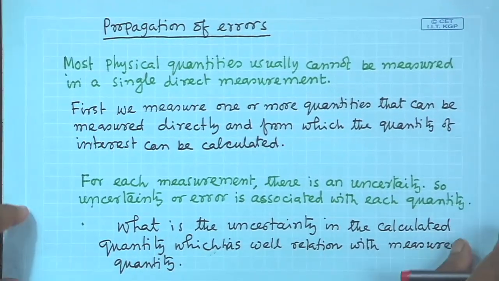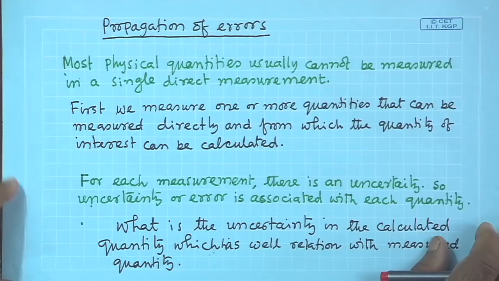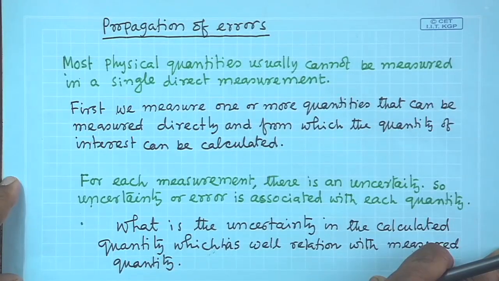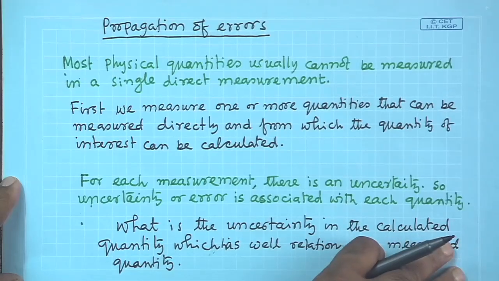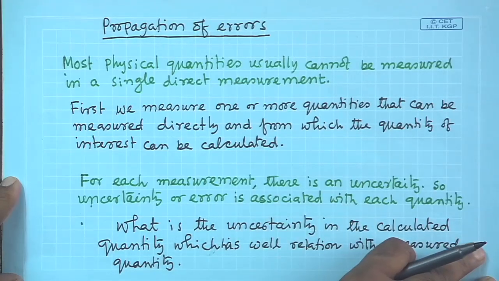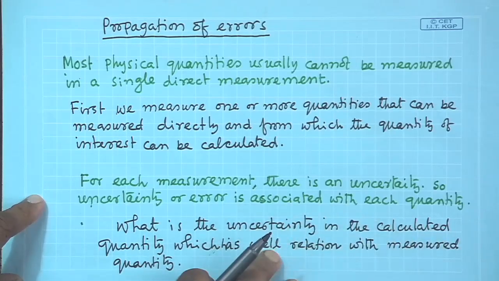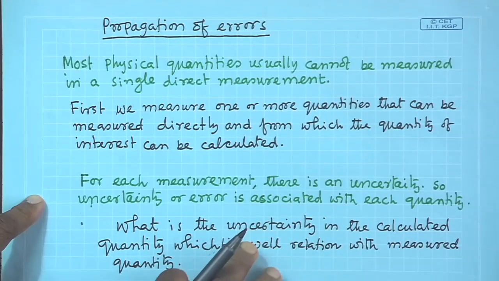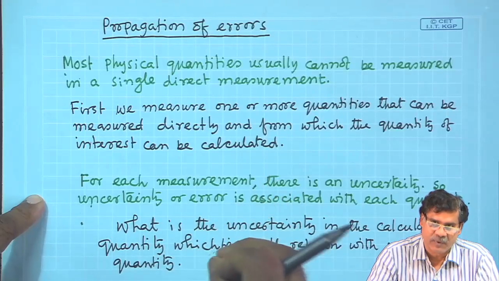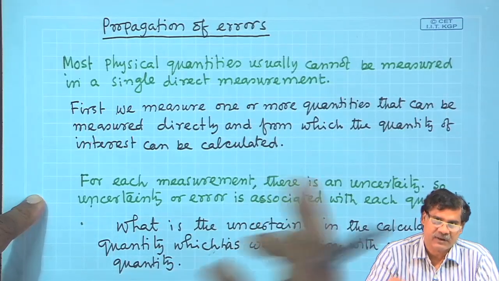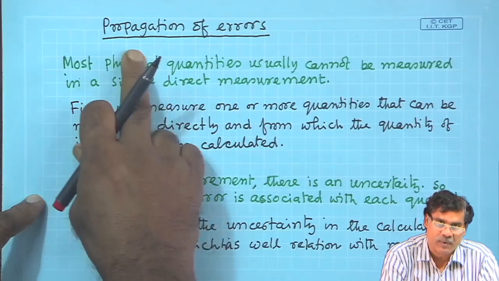Actually, we measure some parameter but calculate something else, depending on the relation of the measured parameter with the calculated parameter. Error is directly involved with the measured parameter, and to get the error in the calculated parameter there is a procedure. Basically, error propagates from the measured parameter to the calculated parameter. That is the propagation of error.